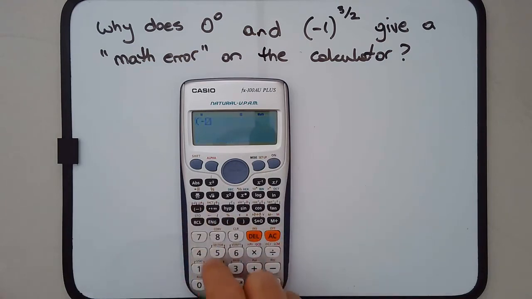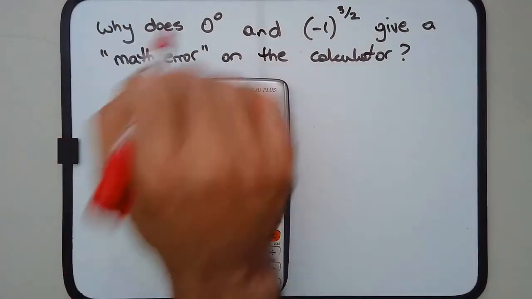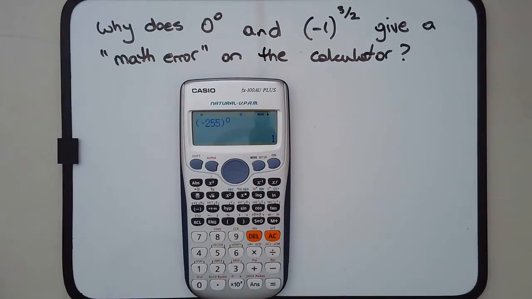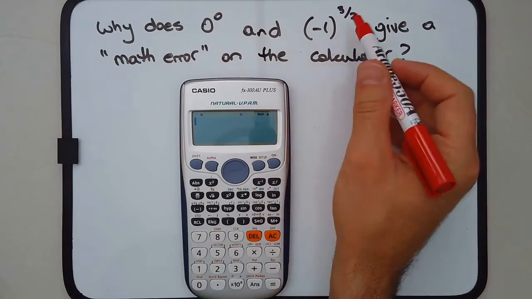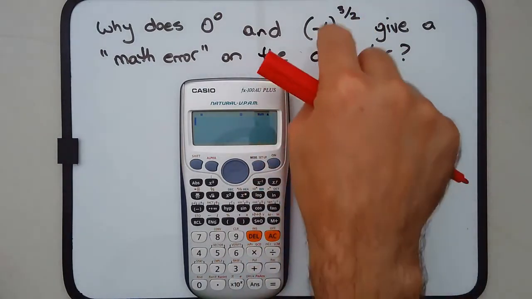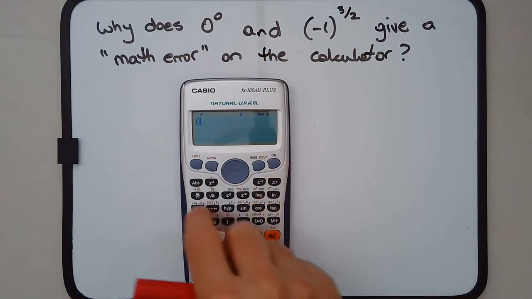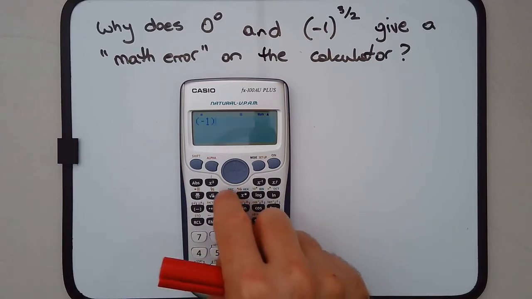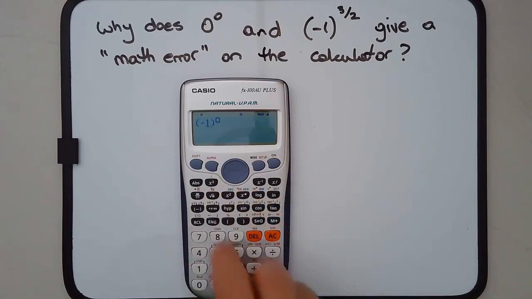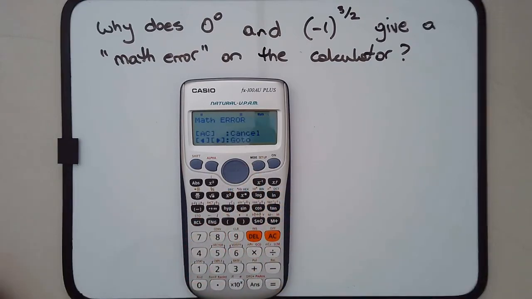We can put negative 255 to the power of 0 and we get 1. But why, how come 0 to the power of 0 does not work? And another interesting example is one that uses a negative base. Negative 1 to the power of, say, 3 on 2. So this is a fractional index. This is the fractional index law, law number 6. If we type in negative 1 to the power of 3 on 2, we get a math error as well.